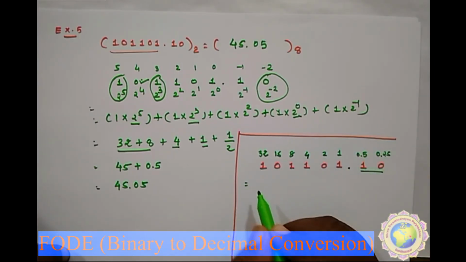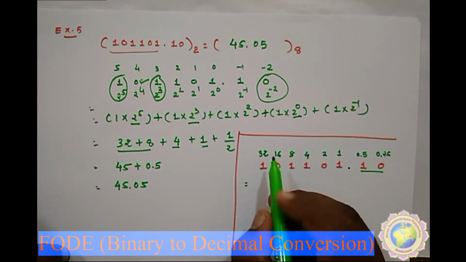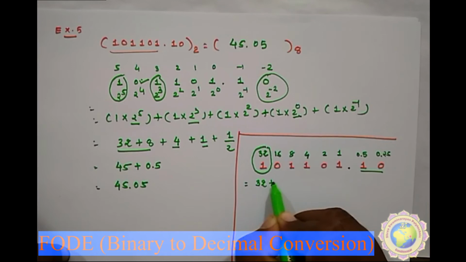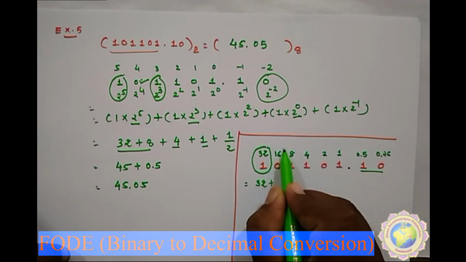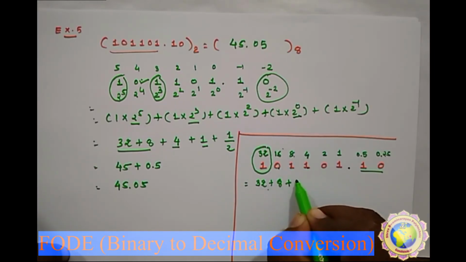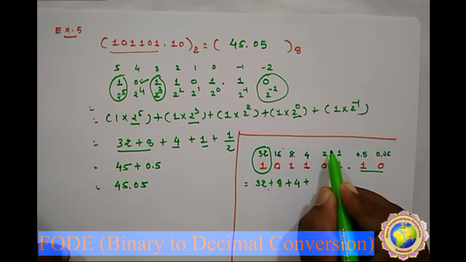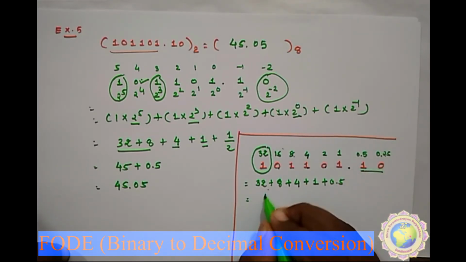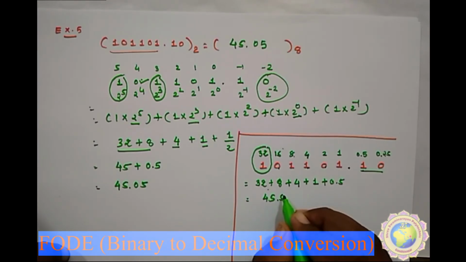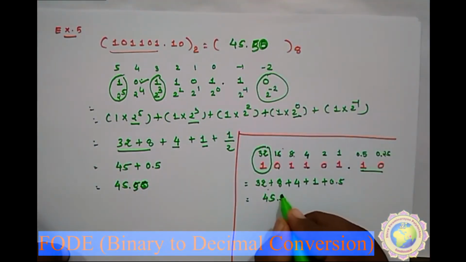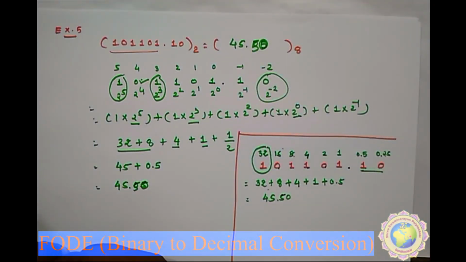First add the numbers which have a 1. So here is a 1, so you have to add. The next has a 0, so this 16 will not be added. Next is a 1, 8. Next is a 1, so 4. Next is a 0, so 2 will not be added. Next is a 1, so 1. Next is a 1, so 0.25, and next is a 0. So it will be 45.50. Here is 50. Okay, so this is our answer.